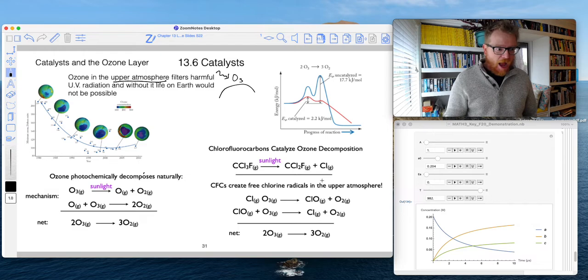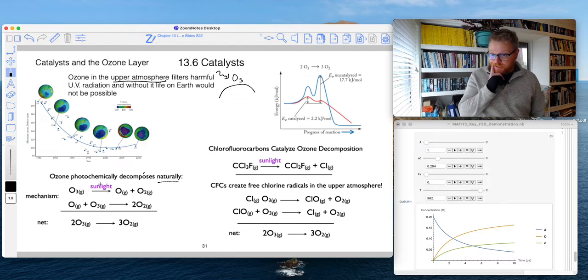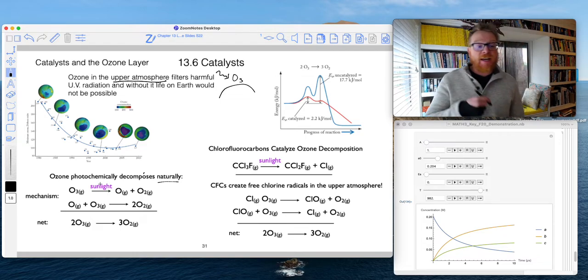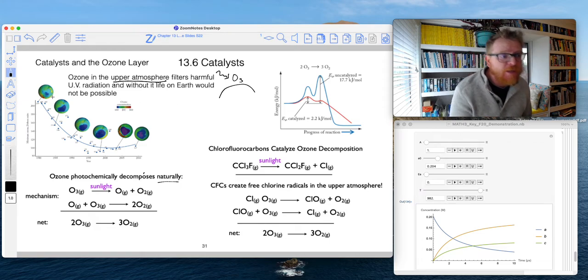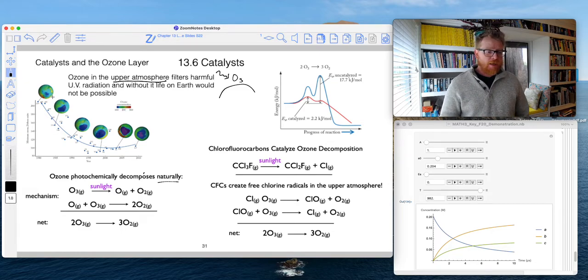Okay. So this is the natural mechanism for ozone decomposition. So there is actually a seasonal cycle for ozone, namely in the southern hemisphere. So that's what you're seeing right there, the bottom of the planet. And this is the harmful UV radiation that I was speaking of.